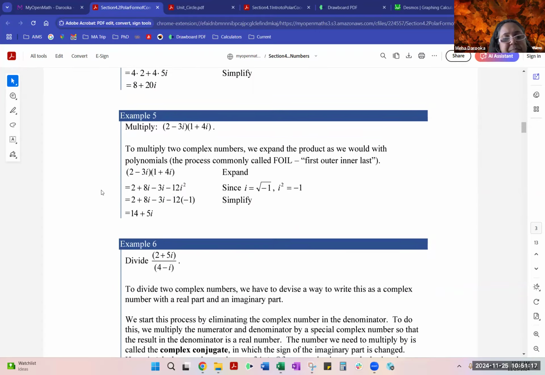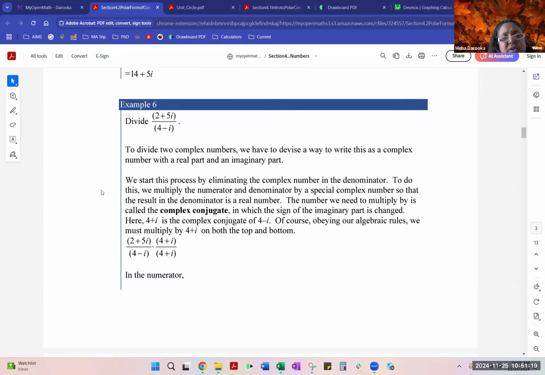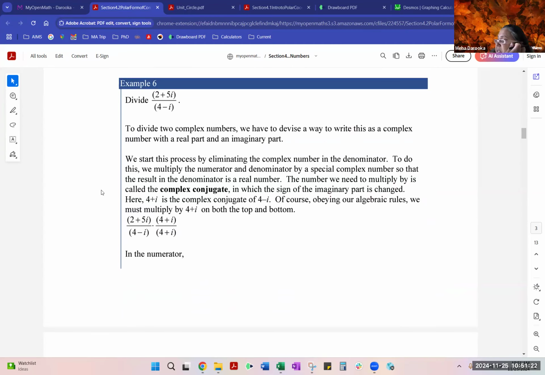Now, let's look at division here. So division, again, you can see we're taking two complex numbers and dividing them by each other. So you've got 2 plus 5i being divided by 4 minus i. And they're basically saying to divide two complex numbers, we devise a way to write this as a complex number with a real part and an imaginary part. So, of course, we want to separate the real from the imaginary. So the first thing you want to do is eliminate the denominator.